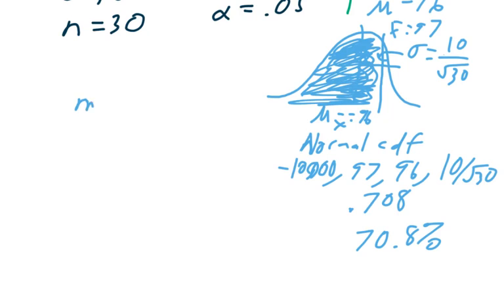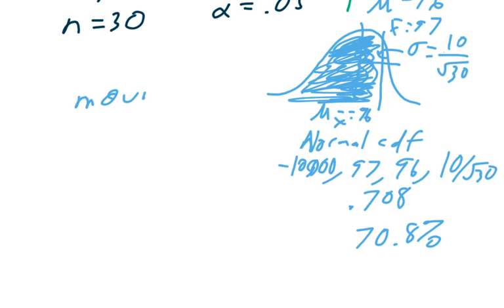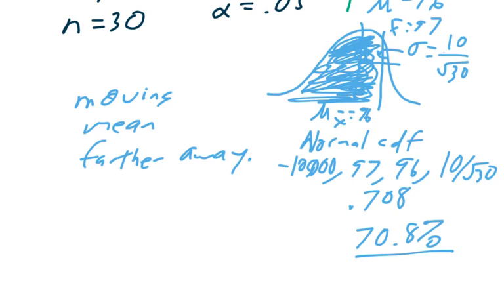So what I call this is moving the mean farther away. And actually sometimes you're able to do that, and this is a way to kind of test, if you did have something, how far you can move it and what the power would be.